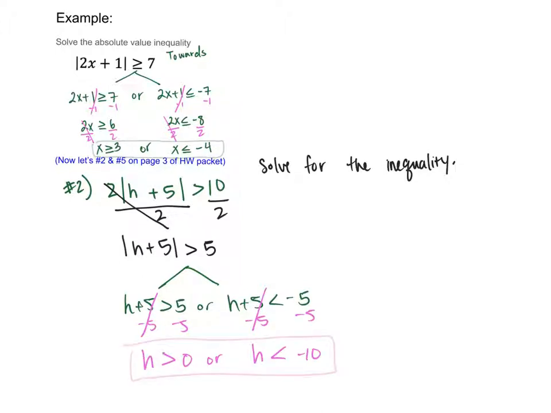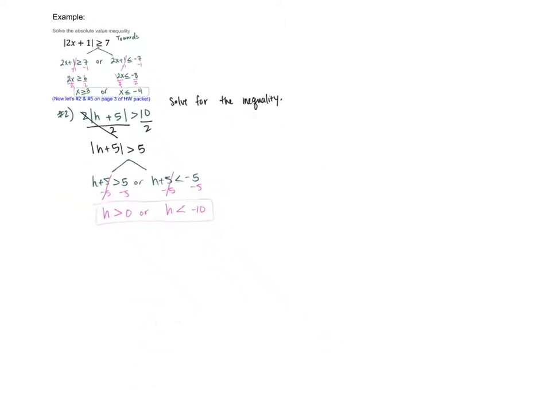This is my answer for number 2, and it just says to solve for the inequality, and I did. I have the variable by itself. Number 5 on page 3 is a little bit different. It wants you to solve for the inequality, but it also wants it in interval form, so don't forget those parentheses and brackets. So I'm going to move this to the side, and bring in number 5.